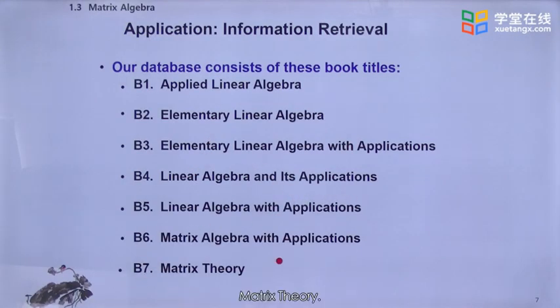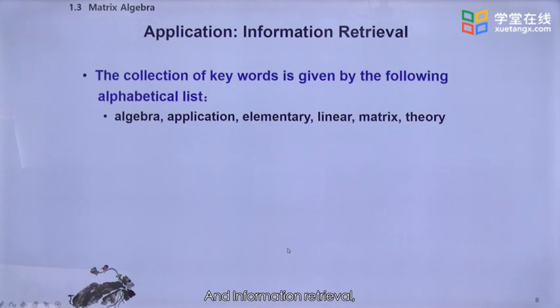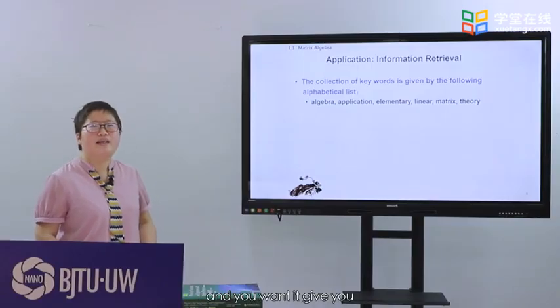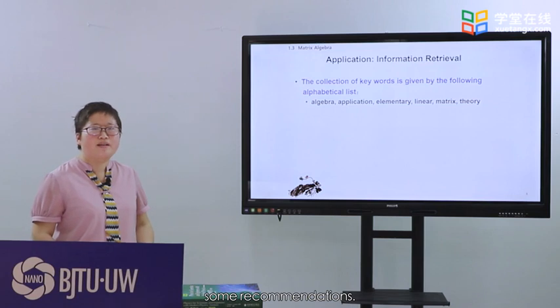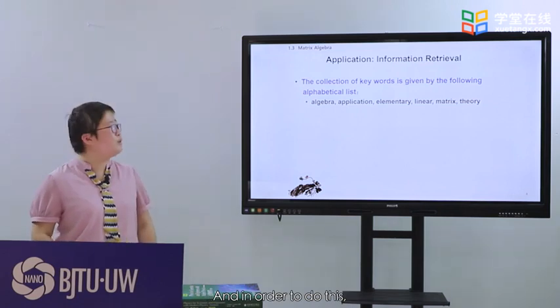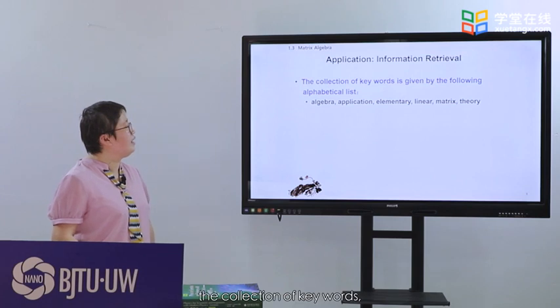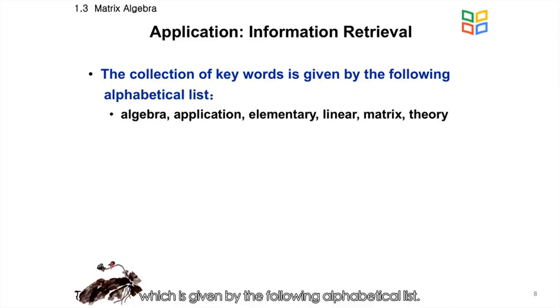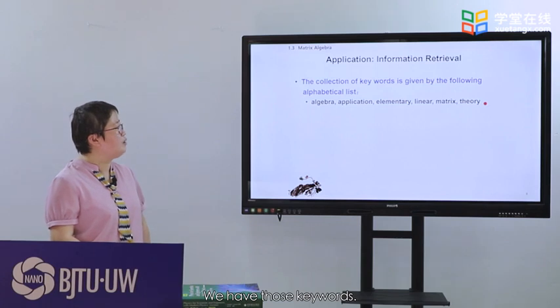And B7, Matrix Theory. Okay, and in information retrieval, you want to search for some book, so you will type some keywords on the computer, and you want it to give you some recommendations, right? In order to do this, we first consider the collection of keywords, which is given by the following alphabetical list. So we have keywords: algebra, application, elementary, linear, matrix, theory.